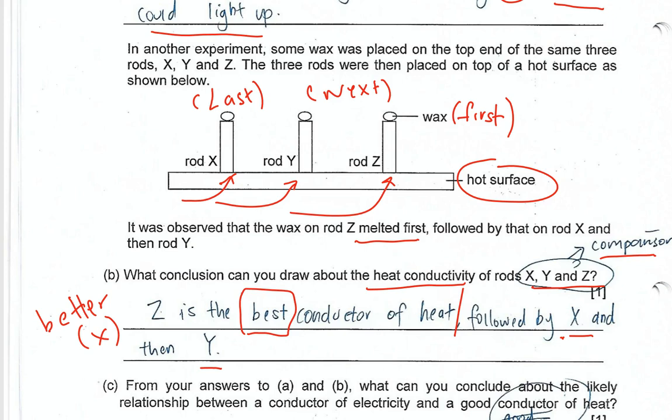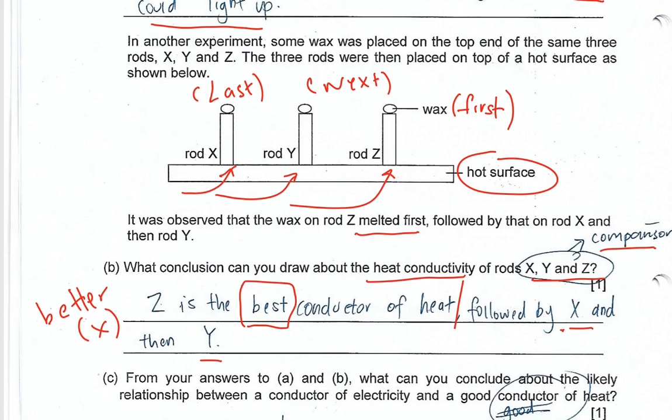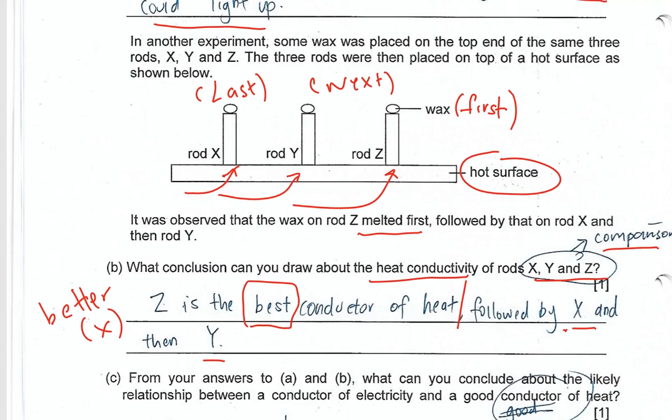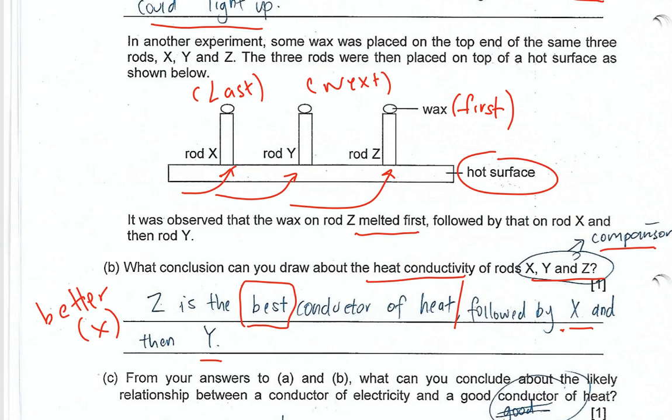So you got to talk about, alright, if I could highlight, you will have to talk about Z, okay, you will have to talk about Y, okay, and you also have to talk about X. Alright, talk about 3 things.